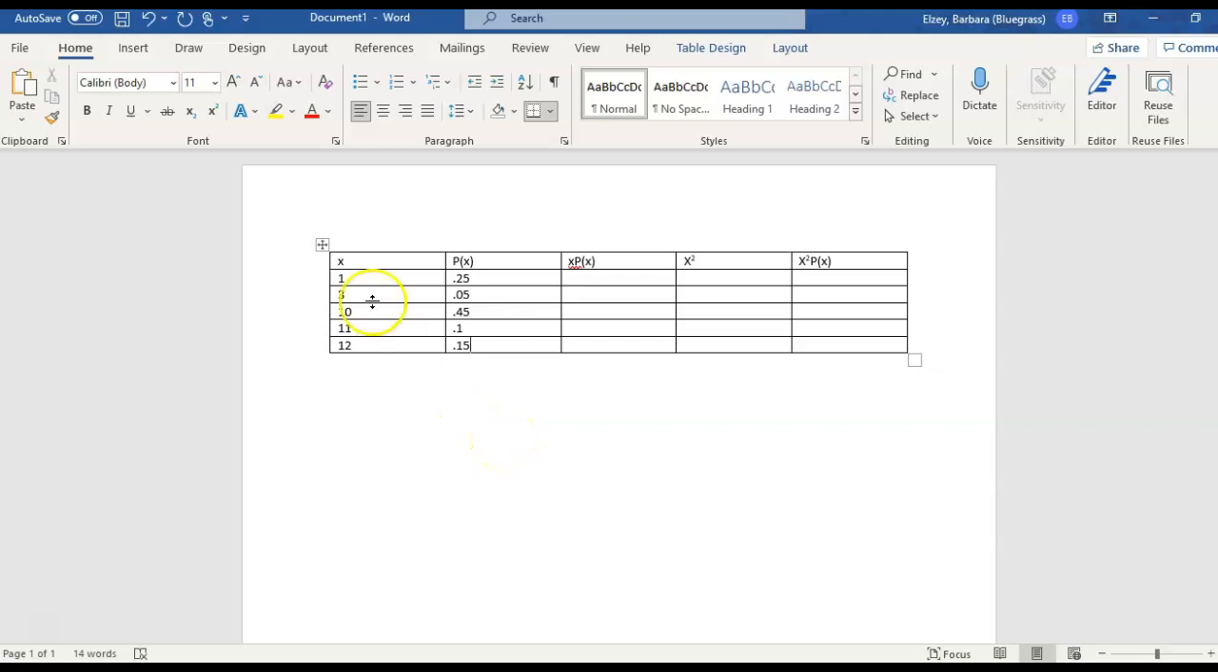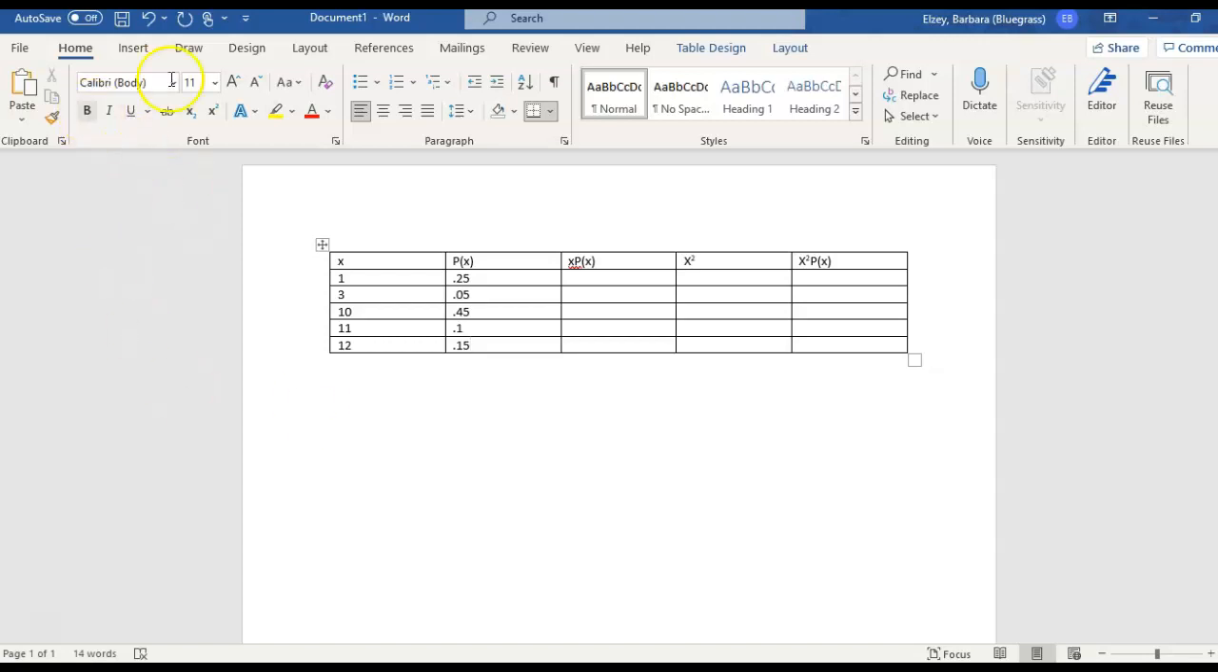Okay, so let's look at this problem. I've put the two columns out back in what's usually the normal order. Let's notice that we have a discrete probability distribution. And we know it's a discrete probability distribution because all of the numbers over here are counting numbers. They don't have decimals or fractions in them.